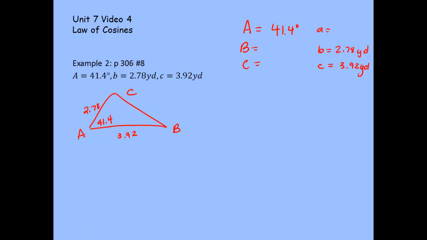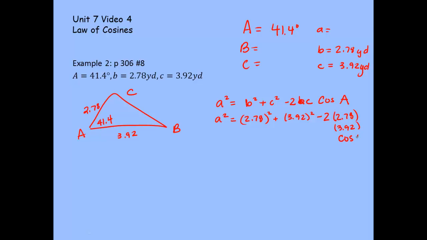Alright, and because I'm given angle A, I need to find little a first. So I will use a squared equals b squared plus c squared minus 2bc times the cosine of angle A. Filling in your values, a squared equals 2.78 squared plus 3.92 squared minus 2 times 2.78 times 3.92 times the cosine of 41.4. Obviously I ran out of room there.